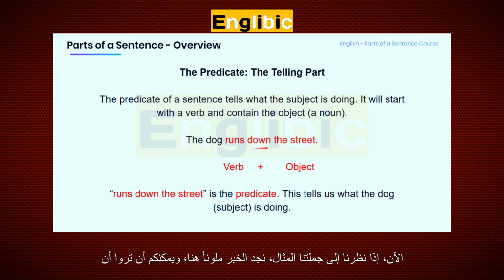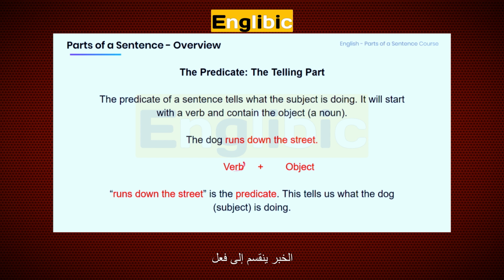So now if we look at our example sentence, we have the predicate colored here. And you can see that the predicate is broken down into a verb and an object. The verb being runs, okay, and the object being street, or the street. So again, runs down the street is the predicate of our sentence. This is telling us what the dog is doing.